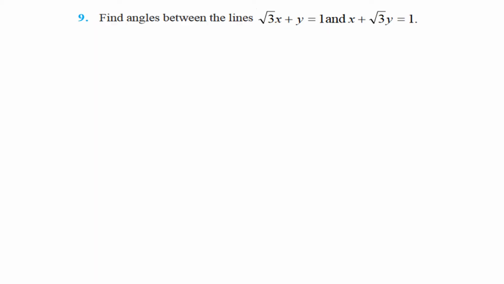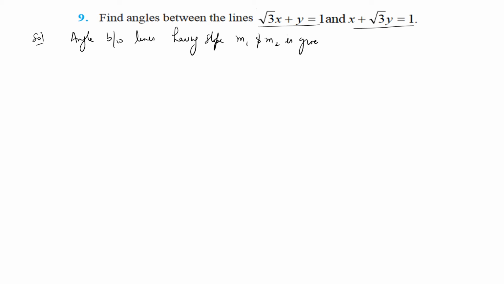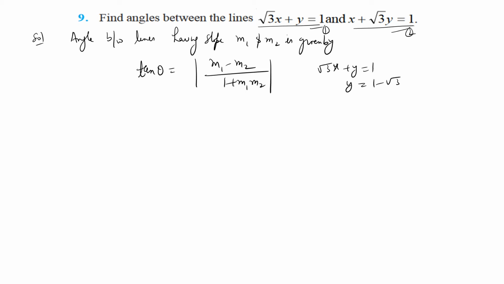Question number 9 says find the angle between the lines. These are the two lines given. Okay. So we know the formula that the angle between lines having slopes m1 and m2 is given by tan theta is equal to m1 minus m2 upon 1 plus m1 m2. Okay, so firstly I'll check the slopes. Okay. So root 3 x plus y is equal to 1, y is equal to 1 minus root 3 x. So if I compare it with y is equal to mx plus c, so clearly my m1 is minus root 3.